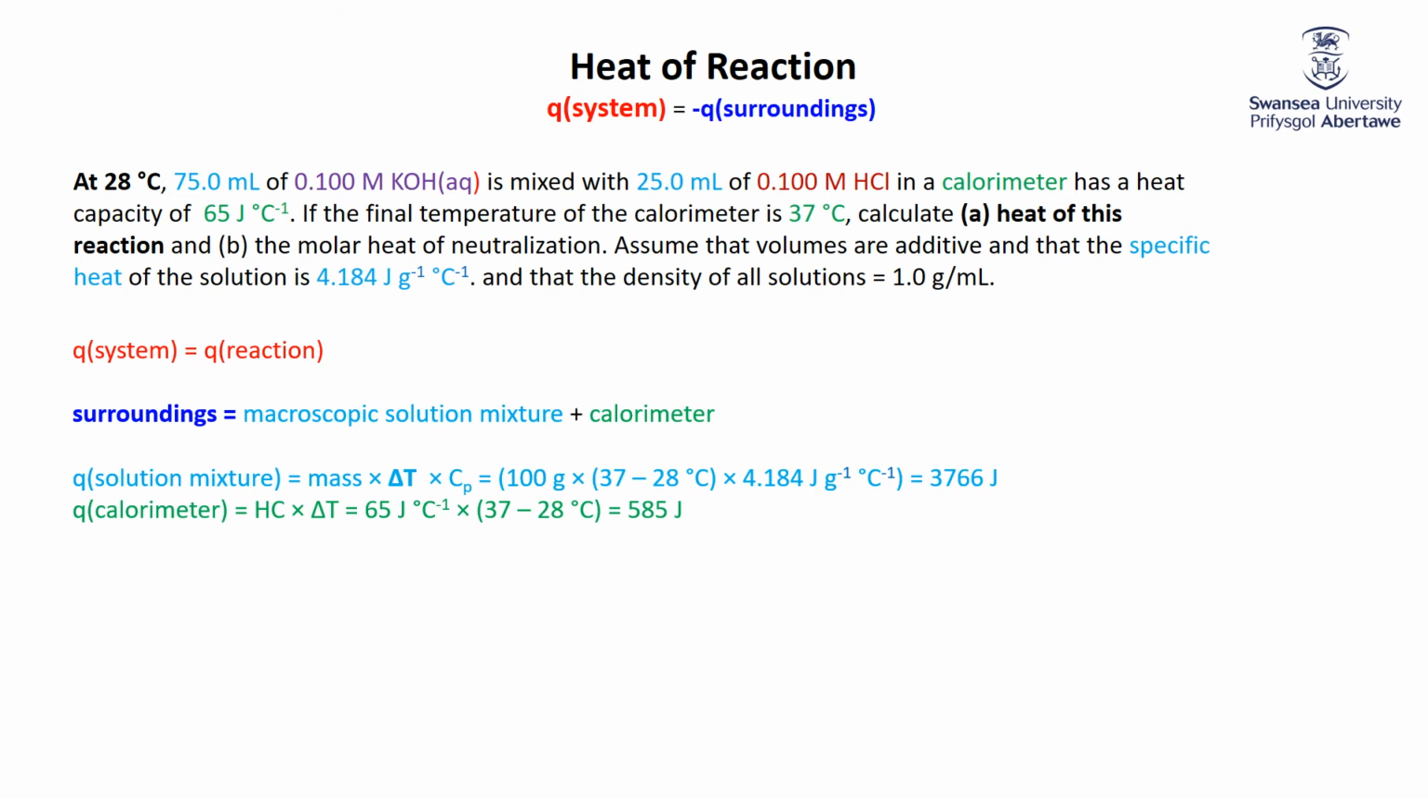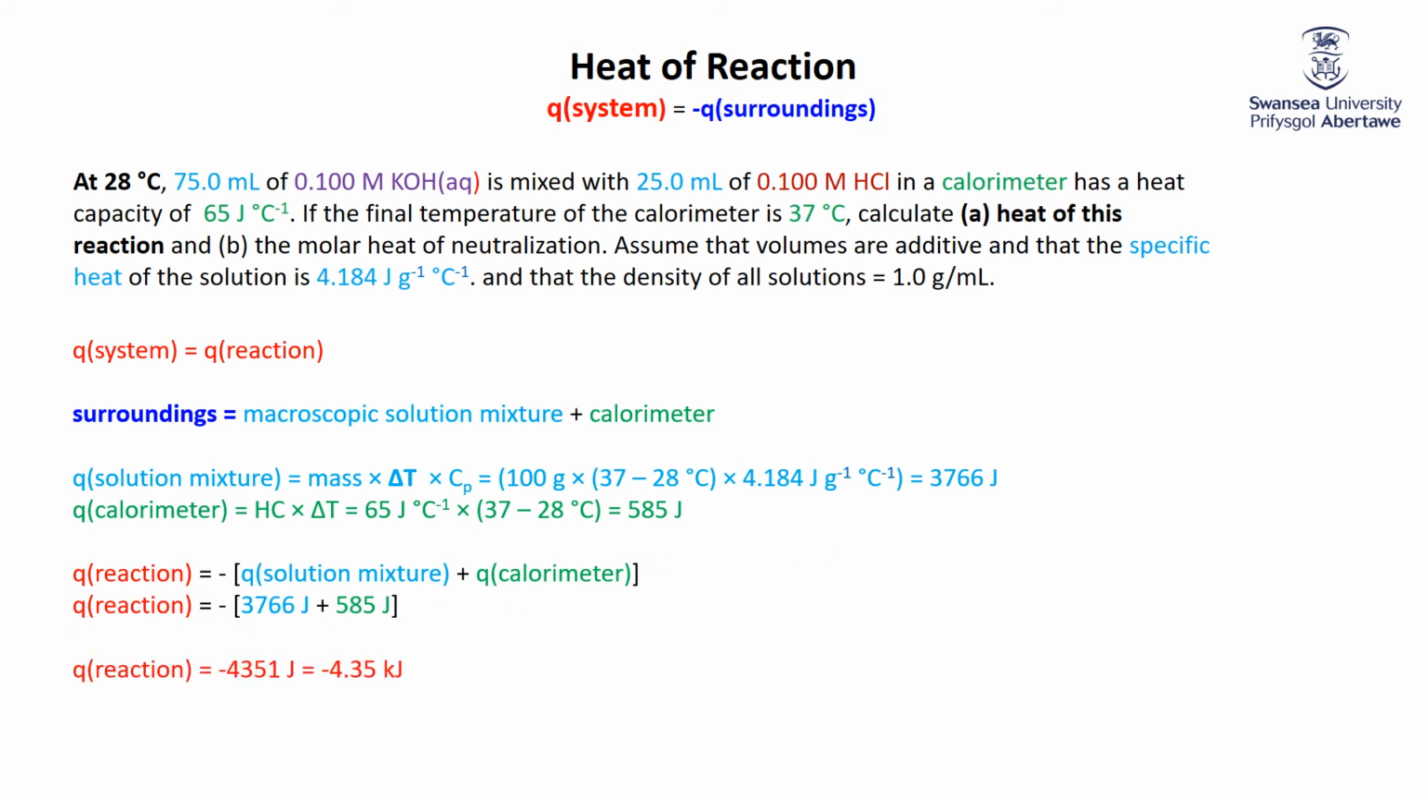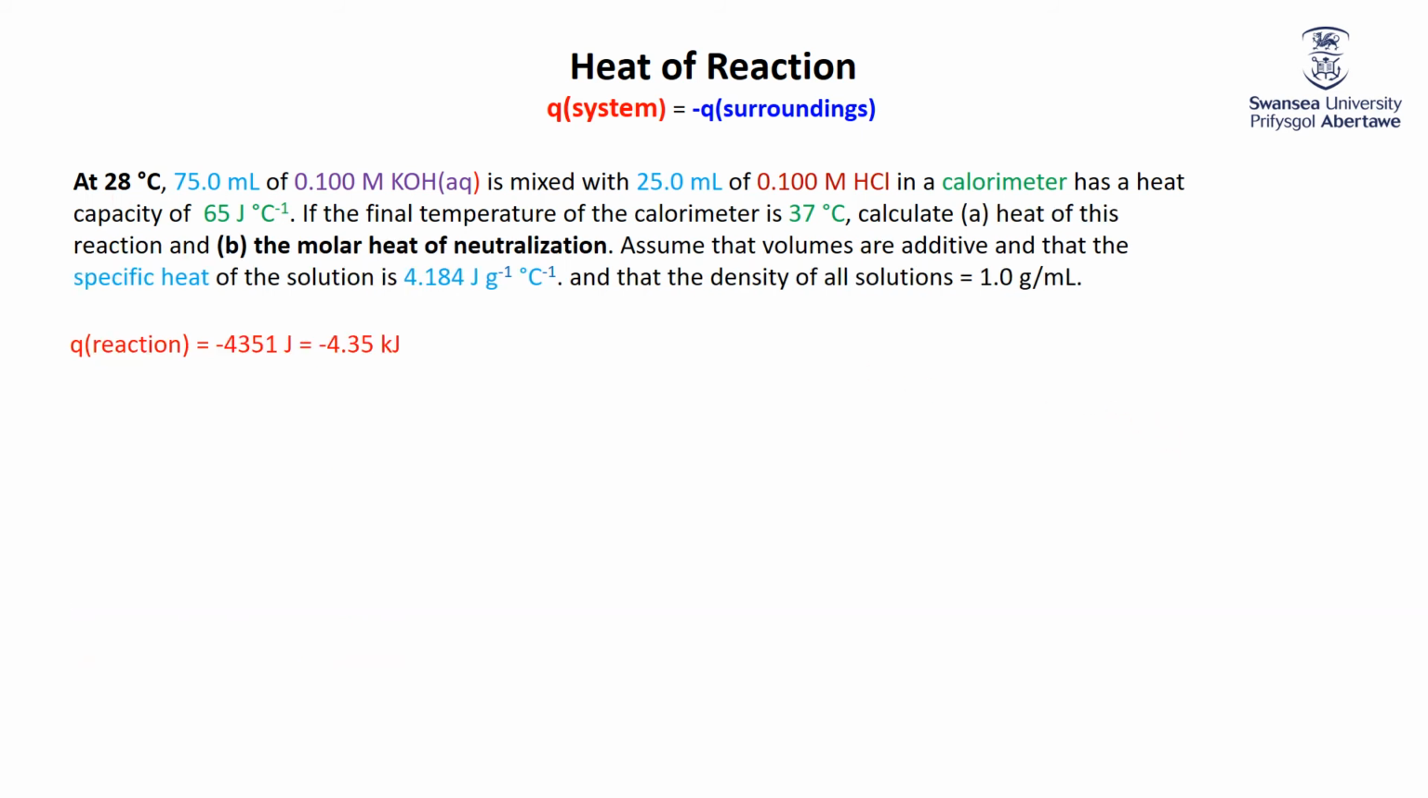The calorimeter, of course, is an object, so heat capacity times change in temperature. That's 65 times 37 minus 28, which is 585. 65 is the heat capacity, and again the calorimeter starts at 28 and ends at 37. So Q of the reaction is all that put together: minus 3,766 plus 585. So the Q of the reaction is minus 4,351 joules, or minus 4.35 kilojoules. You know it's minus, giving off heat, because the water and the calorimeter increased in temperature from 28 to 37.